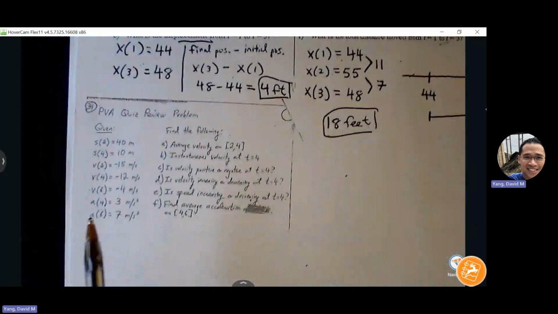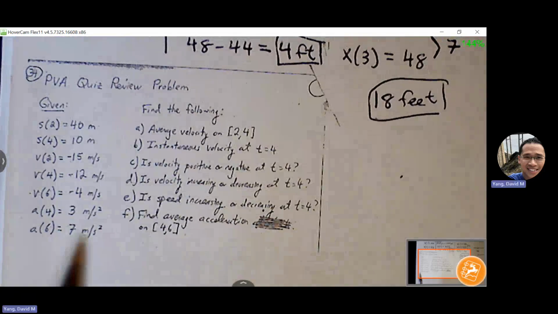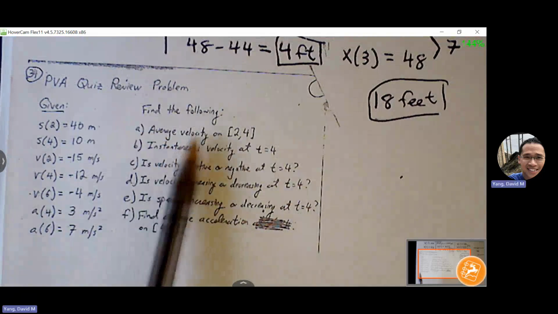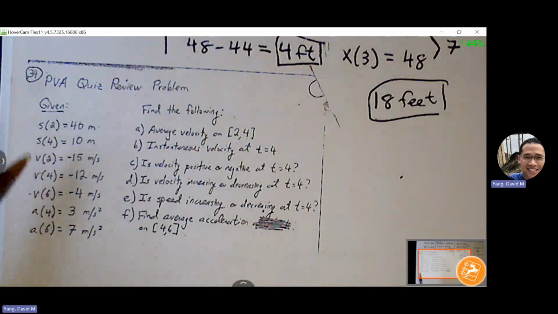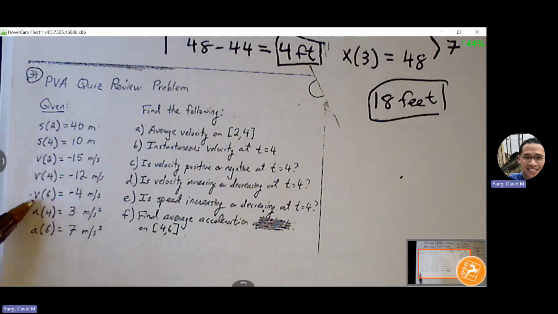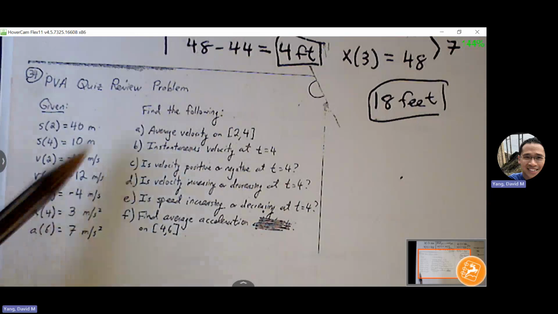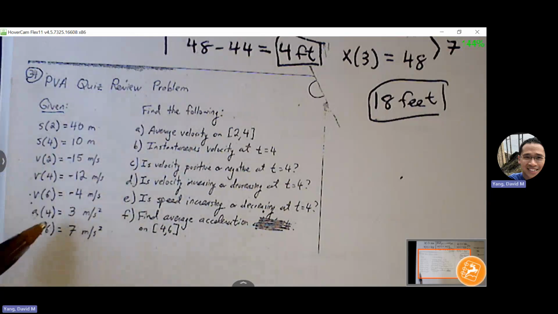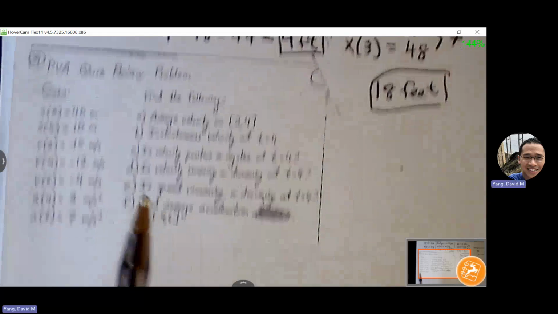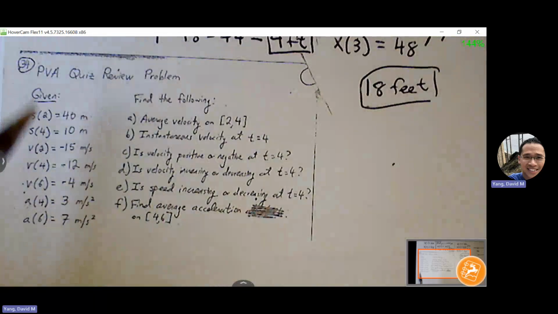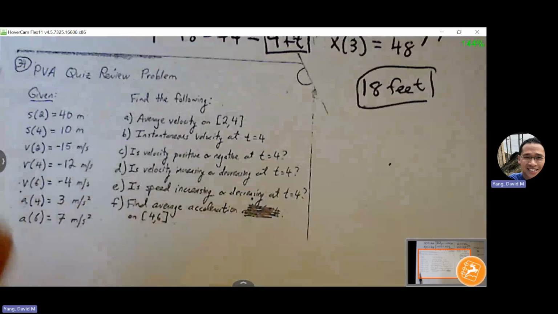Okay, so let's look at this here. This is on page 34. It says find the following. Let's say I gave you a bunch of these values already. Let's say I gave you position at 2 and 4. I gave you velocity at 2 and 4. I gave you velocity at 6 and acceleration at 4 and 6. These are the only values that we need. Don't have to worry about a formula to plug in, because I'm providing this for you just to kind of help us see that process.